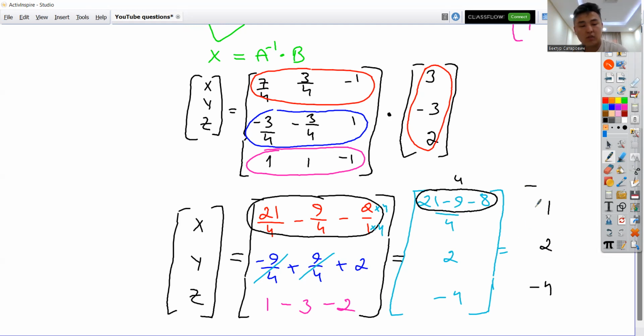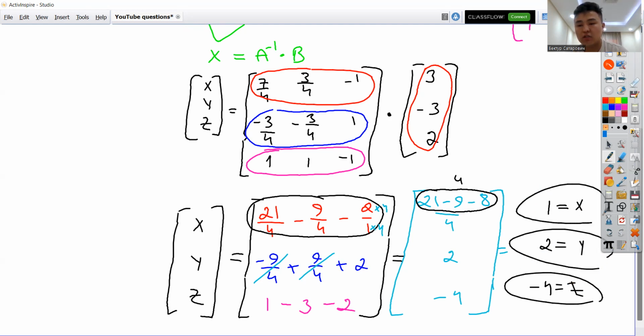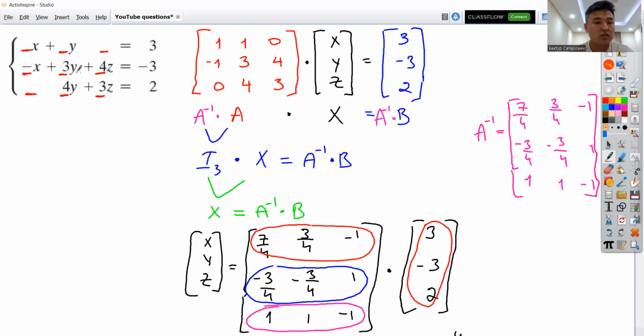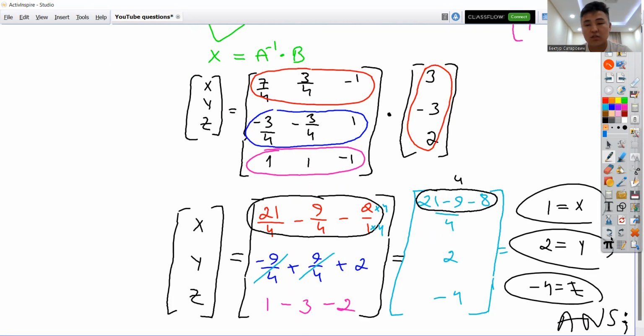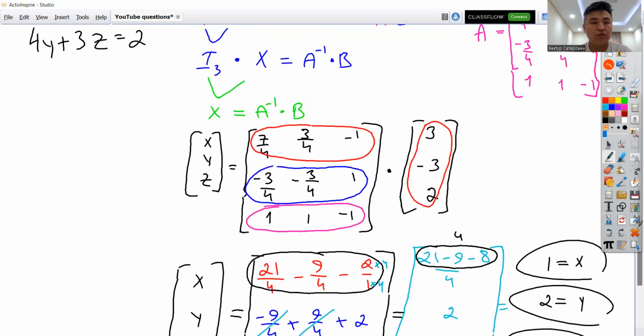So this is my x, this is my y, this is my z. These are the final answers. You can double check. Let's check 1, 2, and -4 in the last equation: 4y plus 3z equals 2, where y equals 2 and z equals -4.